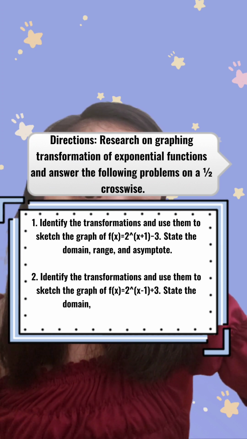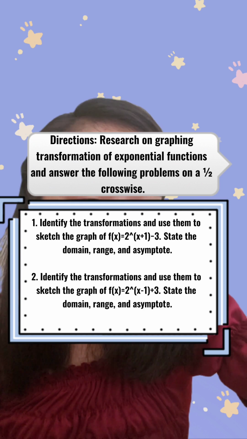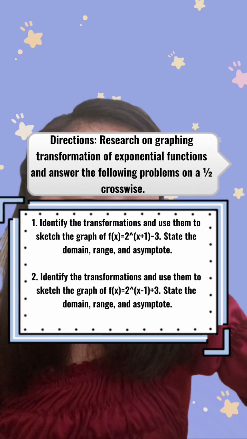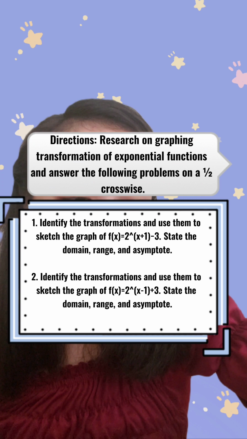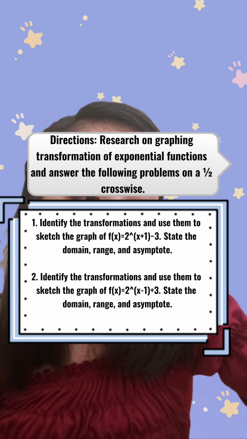Number 2. Identify the transformations and use them to sketch the graph of the function f of x equals 2 raised to x minus 1 plus 3. State the domain, range, and the asymptote.